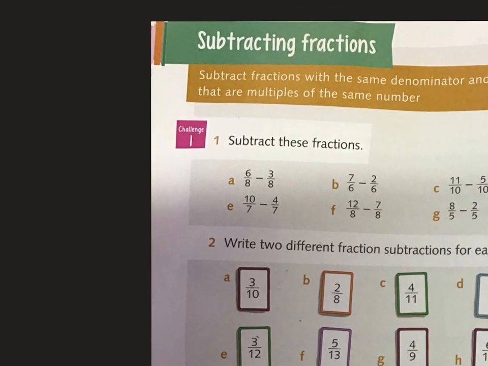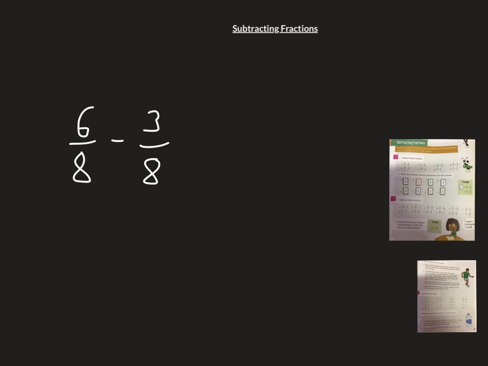So let's look at an example. Question A is 6/8 take away 3/8. Now, as we've been learning this week with the adding fractions yesterday, it's very important that whenever we're doing a sum involving fractions, we keep the denominator, that's the bottom number, the same. So in this case, the denominator is 8, and it stays the same. It's just the numerator that we take away. So we're doing 6 take away 3, which is 3. Our denominator stays the same. It's 8. So the answer is 3/8.